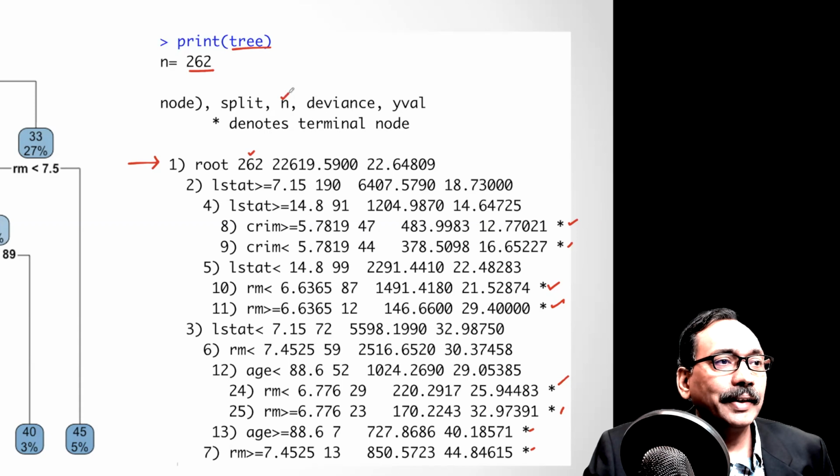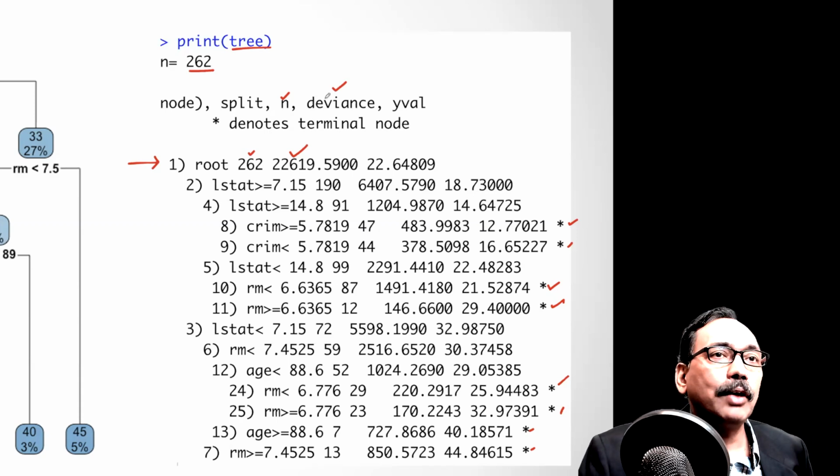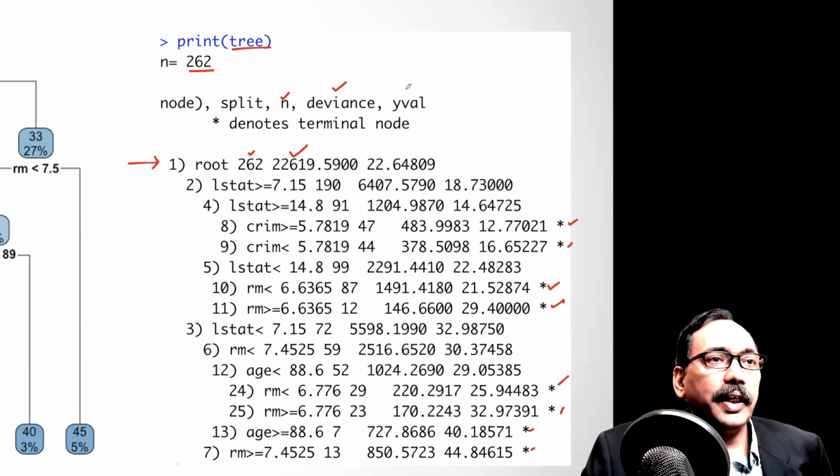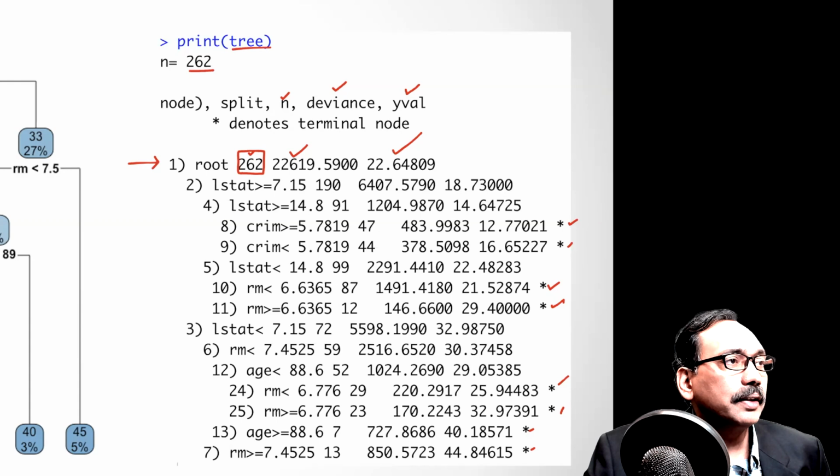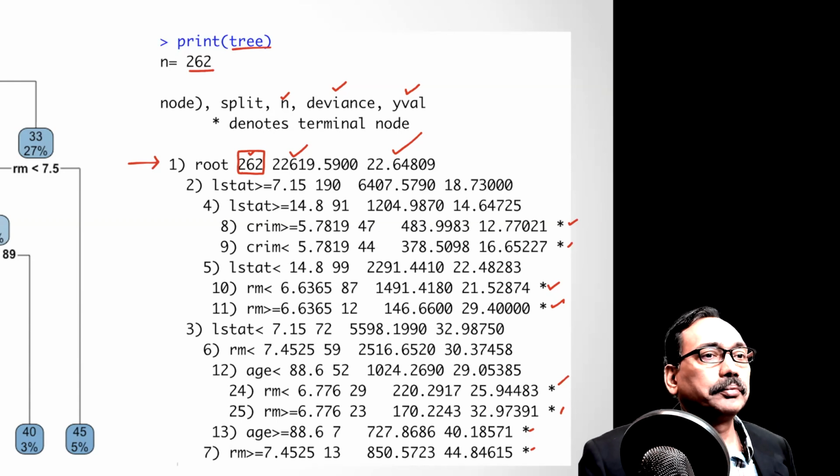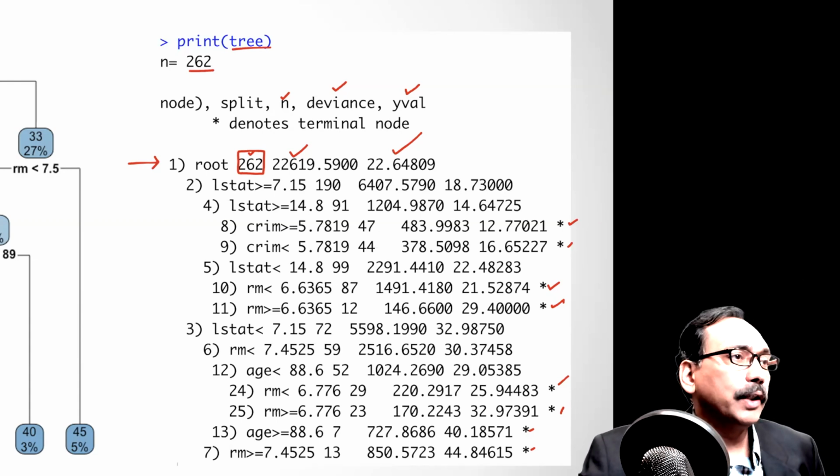That's n. And the second number you have is deviance, the total of yi minus y bar whole square. And then you have yval, which is the predicted value. If you take the average of all 262 homes in the training data for MEDV, you get 22.64. That has been rounded roughly to 23. So that's the predicted value.